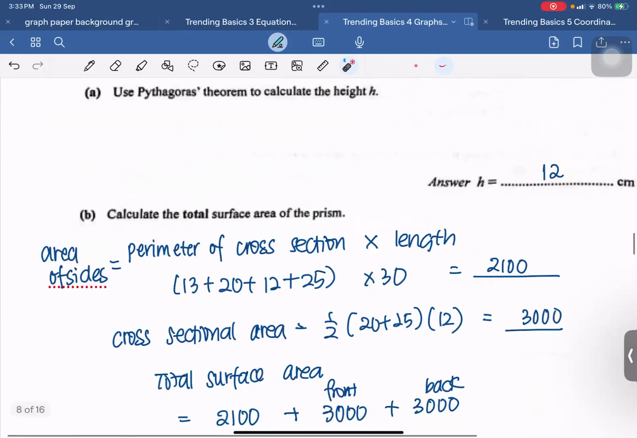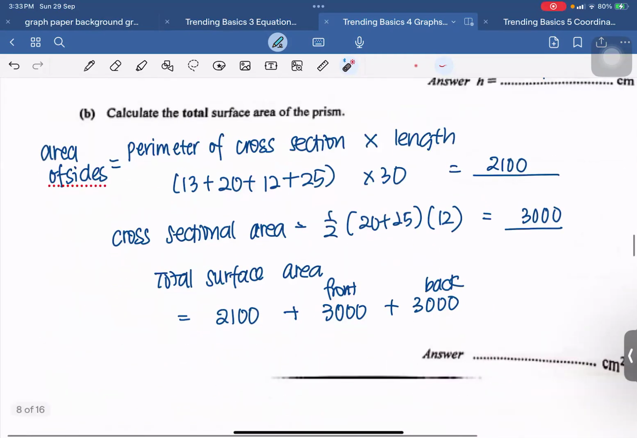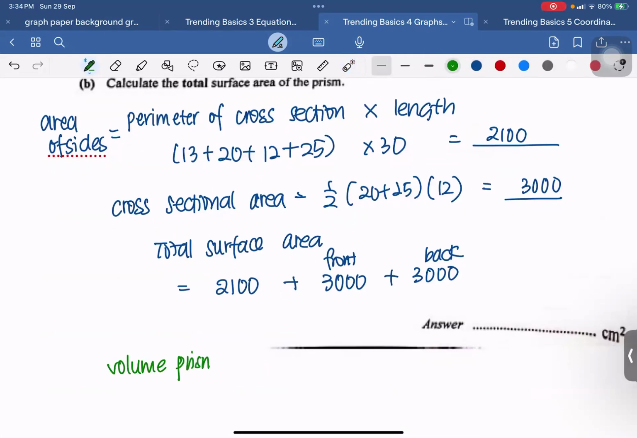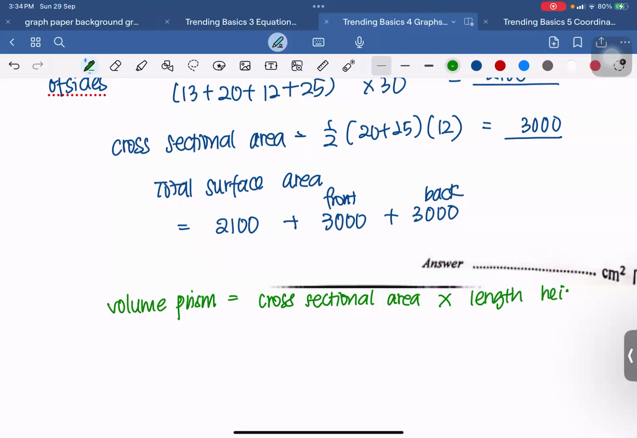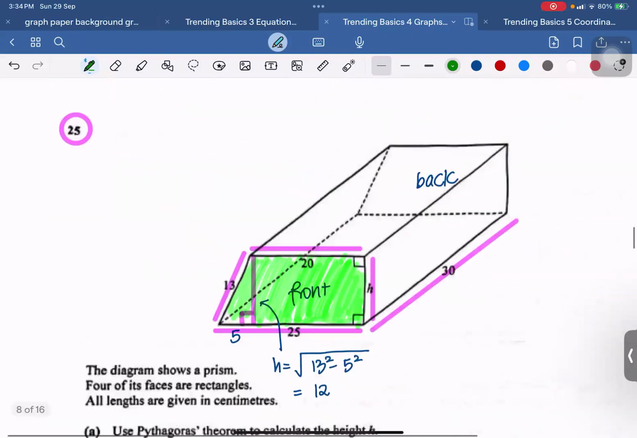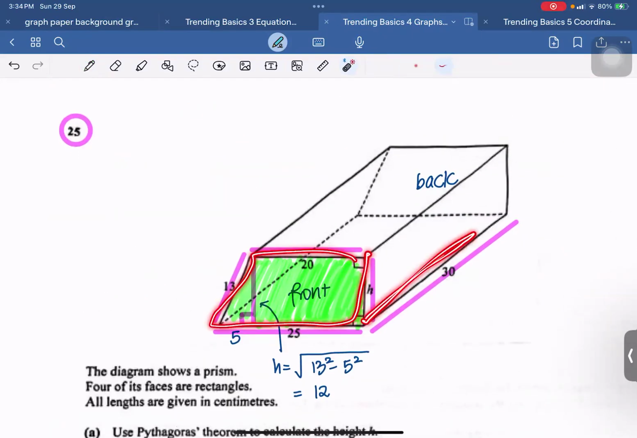What happens if they ask you to find volume? What's the volume of a prism? Volume of prism means you will have a uniform cross-section, right? So you take the cross-sectional area, in this case a trapezium, and multiply it by the length or the height perpendicular to it. So this one is my cross-sectional area, and I multiply it by the height perpendicular to it, at 90 degrees to this surface. So this one will be the length instead of the height.